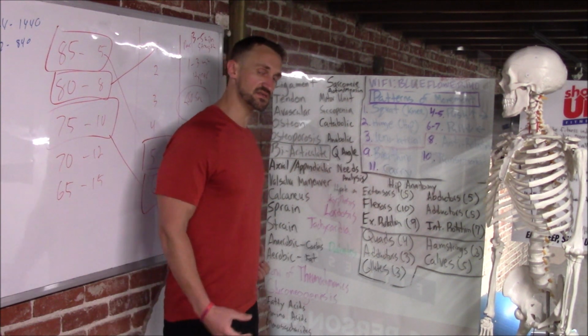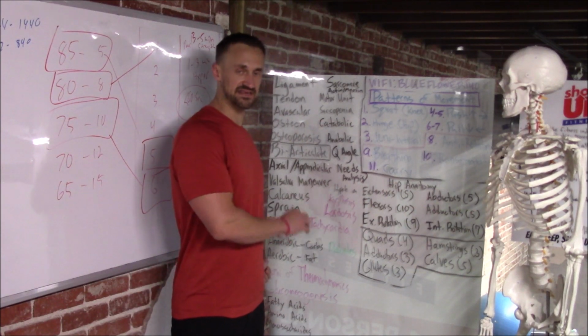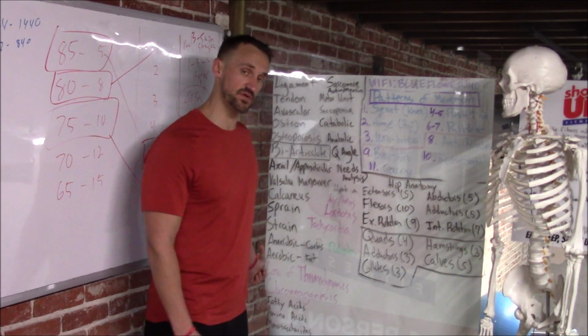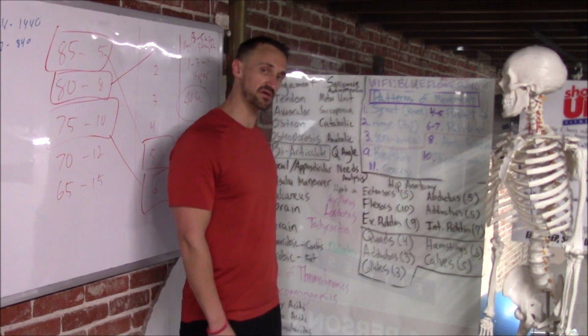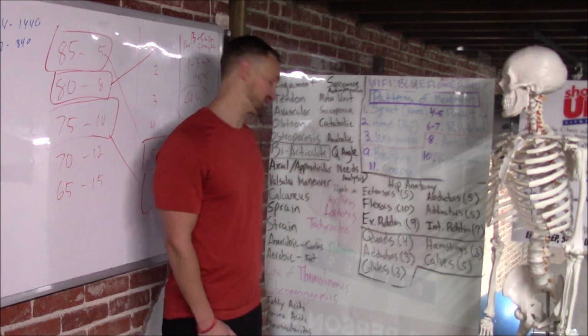Anaerobic means without oxygen, and that's going to be carbohydrates as the primary fuel source for bioenergetics. Aerobic would be fat. Beta oxidation is primarily utilizing triglycerides as well as protein.